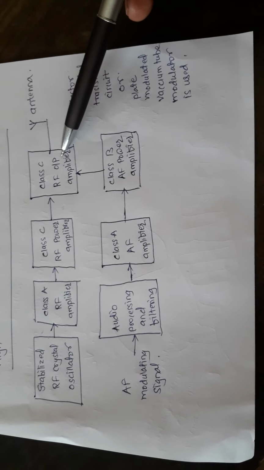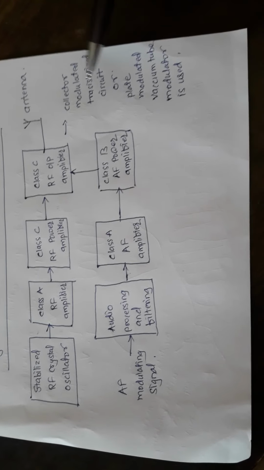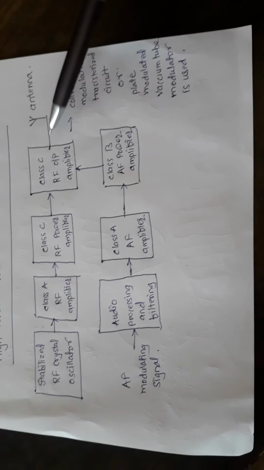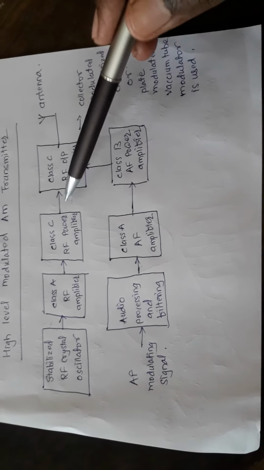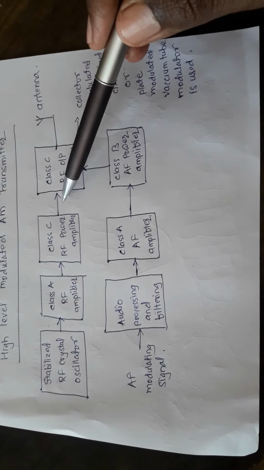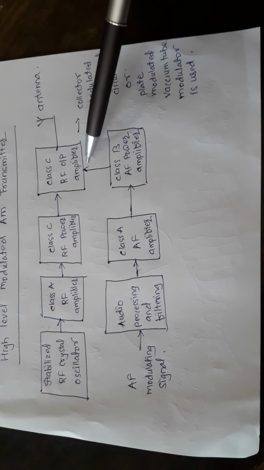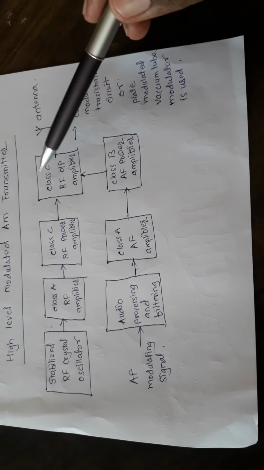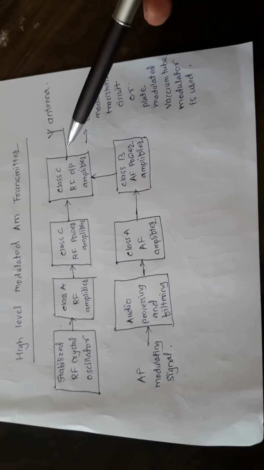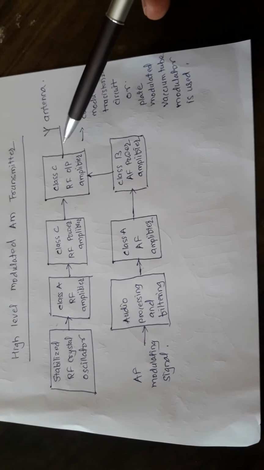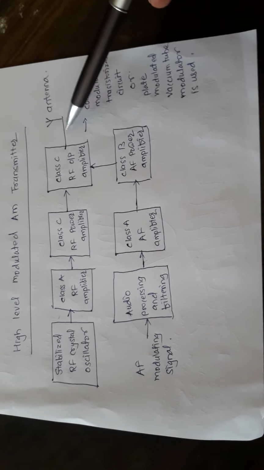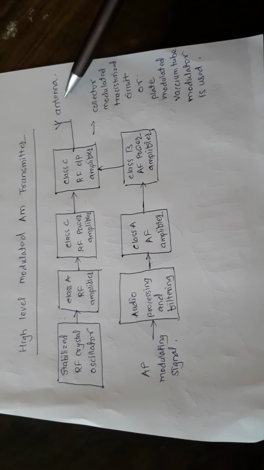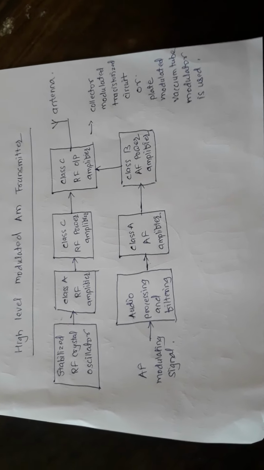In the class C amplifier, the collector modulation takes place, so the modulation process takes place at the collector. A collector modulated transistorized circuit is used here. The carrier signal is available at one port, the modulating signal is available at the other port, and the amplitude modulation is done in the class C RF output amplifier. The resulting amplitude modulated signal at the output of the class C RF output amplifier is further given to the antenna for wireless communication.